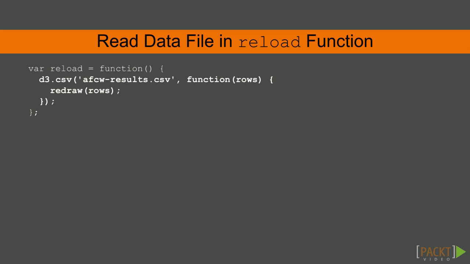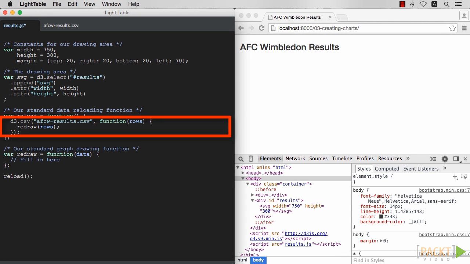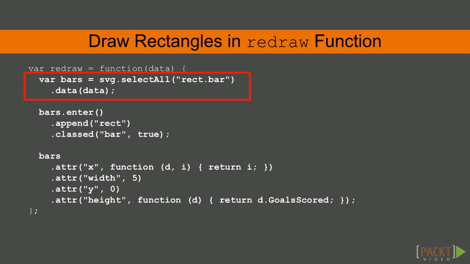Next, in the reload function, let's replace the code to read in the data from a CSV file and pass it on to the redraw function as is. Now it's time to dive into drawing the graph. In the redraw function, let's start by selecting all rect elements with the class of bar under the SVG element. This, as you well know, creates a virtual selection to which we bind our data. We'll then start the enter iterator for the virtual bars that don't exist yet and create rect elements with a class of bar. Next, we want to assign some attributes to each bar.